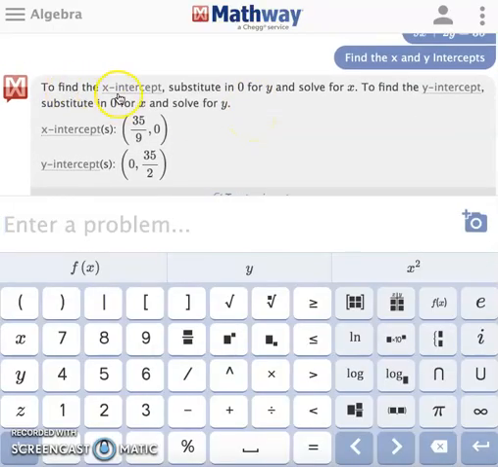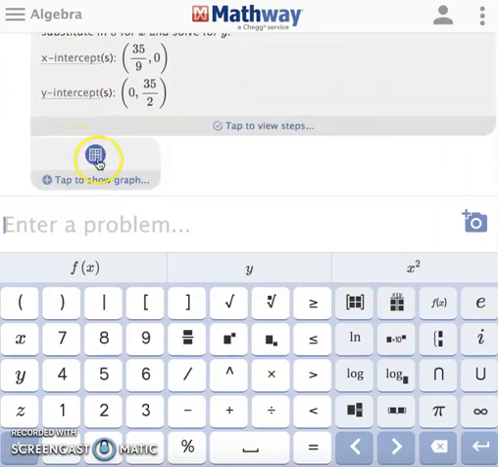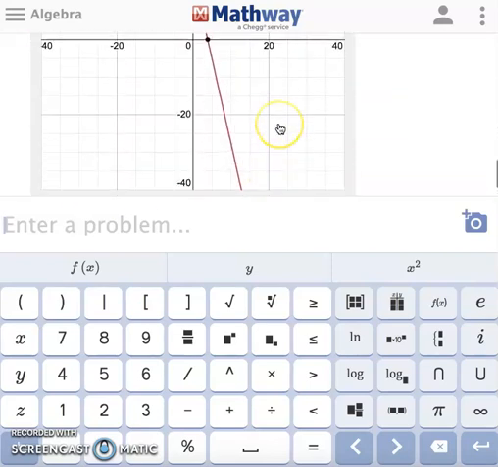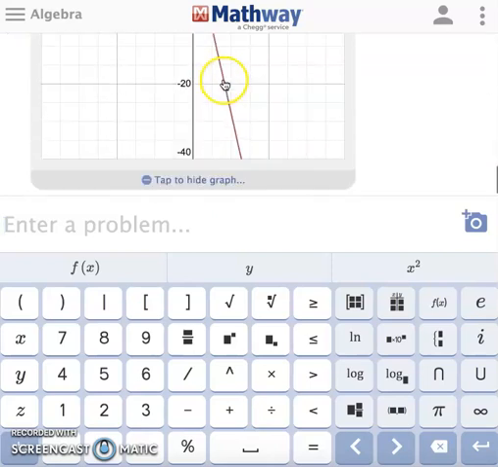And so it says to find the x-intercept, you substitute in 0 for y and solve for x. To find the y-intercept, you substitute the 0 for the x and solve for y. And it gives you both intercepts. And then it'll even offer to show you the graph, which you can tap here and look at the graph. I know it's kind of small, but yeah, so there's that.